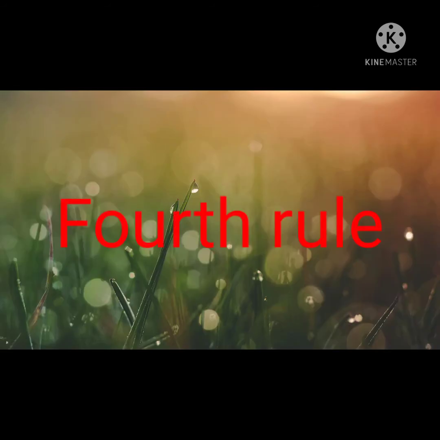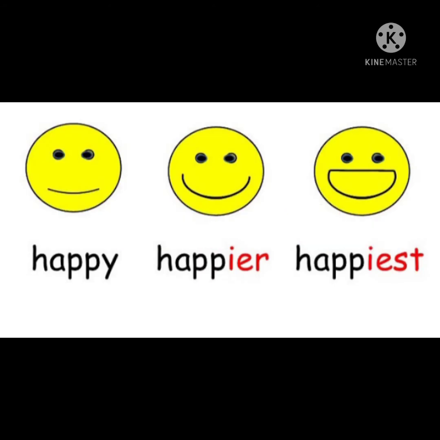Next we are going to see the fourth rule. Look at this example: happy, happier, happiest. Look at the positive word happy, the word ends in Y. If the word ends in Y, you should add IER and IEST. So in positive, you use happy. Then in comparative, you add IER. She is happier than me. For superlative, happiest, you should add IEST. She is the happiest girl.